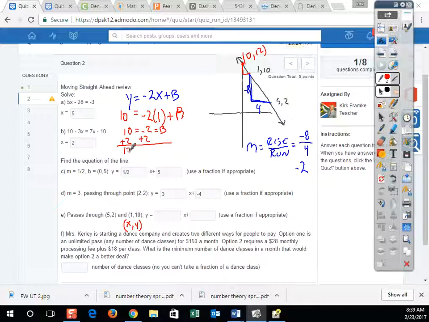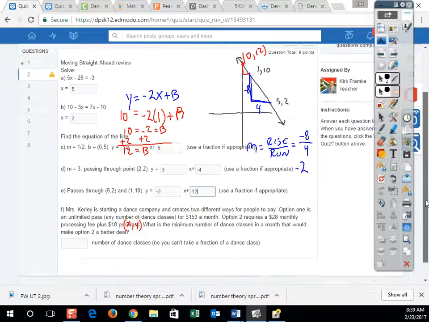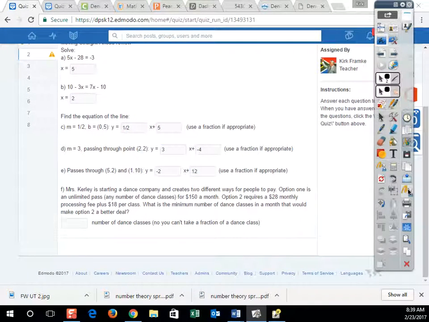And so I get 12 is equal to b. Oh, that's the same thing. So then in my blank, all right, last part of the problem.